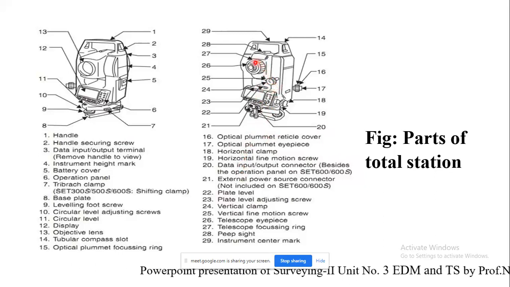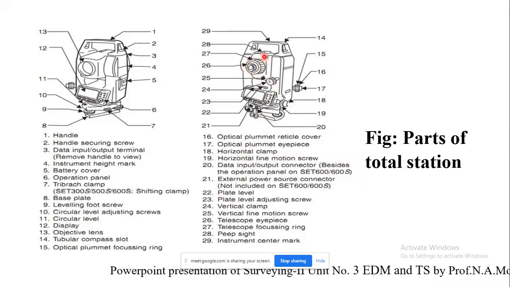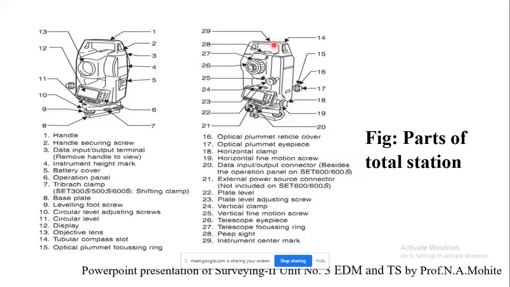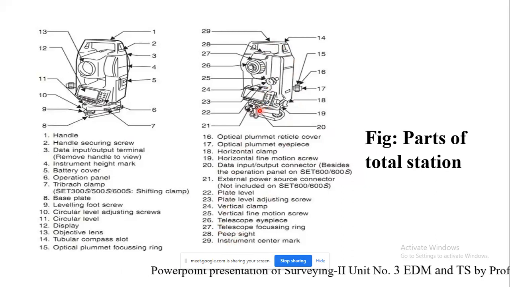Then the telescope eyepiece. Here all the focusing screws, in order to clear your eyepiece, are provided. And the peep sight. That is nothing but the target; before bisecting any object, we have seen that we are supposed to make use of the peep sight. Here you can see, number 29 is the instrument center mark. So these are the various parts of the total station.